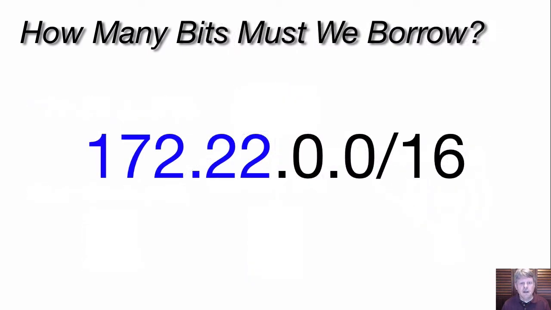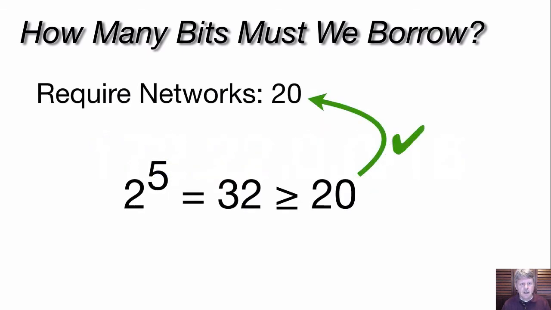Next part, how many of those host bits do we have to borrow in order to give us our 20 subnets? So we've got class B. Here for sure is our network. We have to borrow some host bits from here in order to give us our 20 subnets. What we can do is take 2 raised to the power of 5. That gives us 32, which is greater than the number of subnets that we need. That is the lowest that we can go. If we use 4 bits, then we'd have 2 to the power of 4, which is 16.